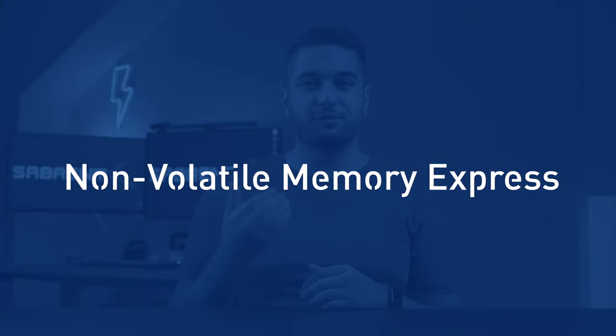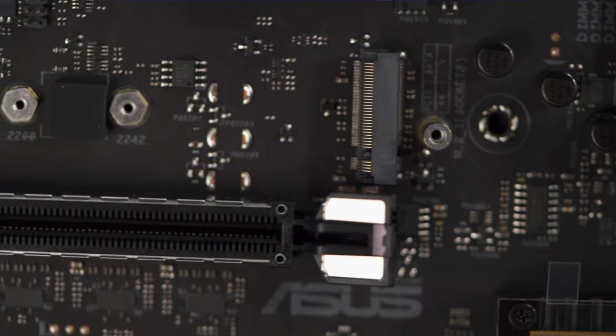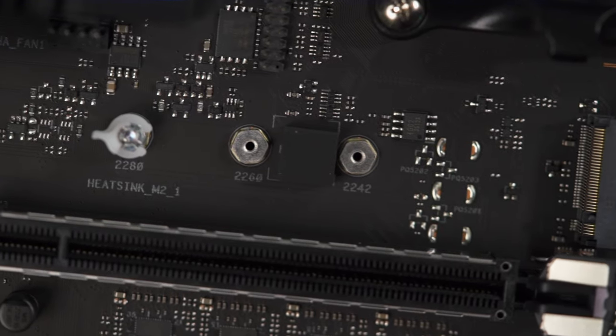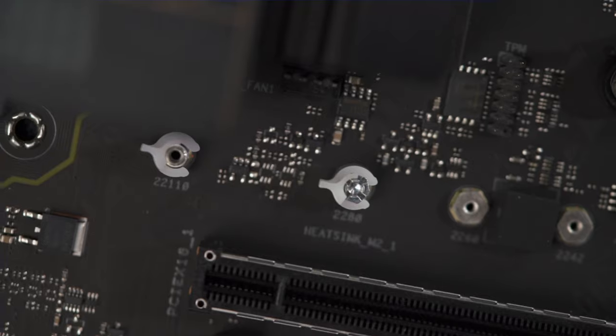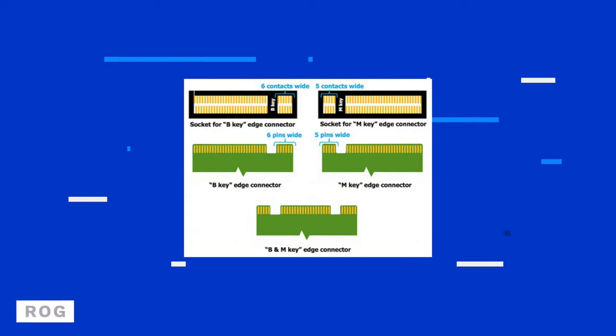The first connector that we'll be looking at is M.2 NVMe. NVMe stands for Non-Volatile Memory Express. It was first introduced in 2011 as an alternative to SATA. This was done in order to address the various bottlenecks of the SATA interface and communication protocols. The M.2 specification identifies 12 key IDs on the module card and socket interface, but M.2 SSDs typically use three common keys: B, M, and B and M.